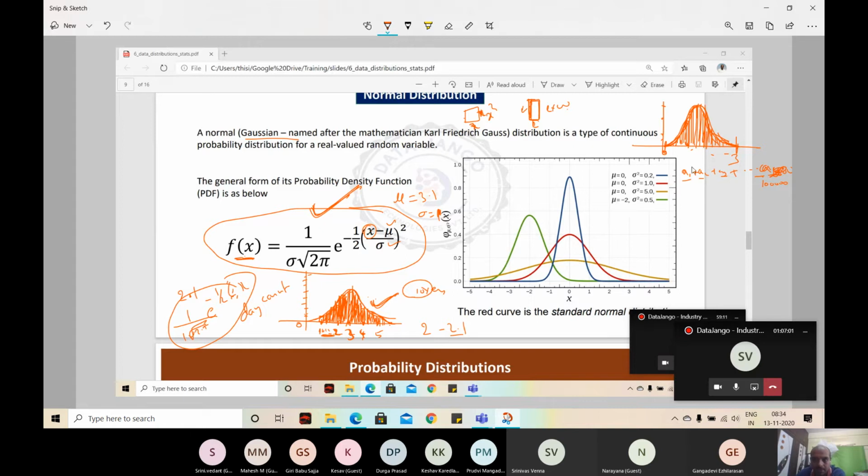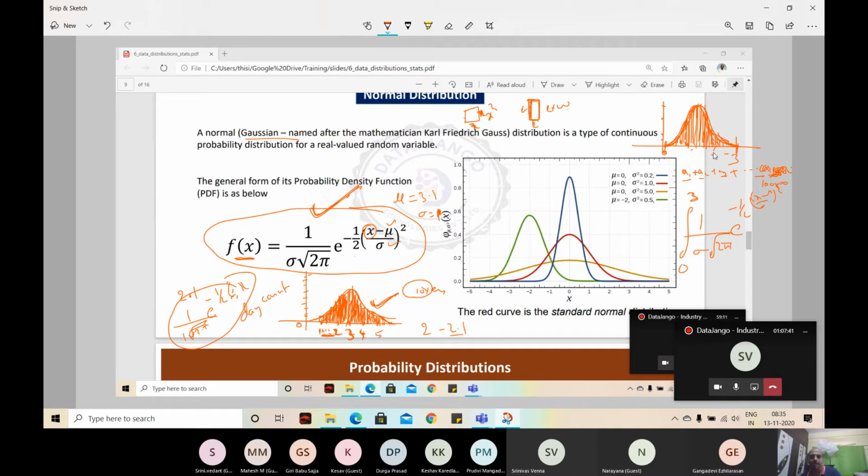Any questions there? No? So now, if you want to calculate the area under this curve, we know the formula for this line, so we can actually use integration. Integral from 0 to 3 of the PDF formula, 1 by sigma square root of 2 pi e power minus 1 by 2 times (x minus mu divided by sigma) whole square. If you do this, you will get the area under this curve.